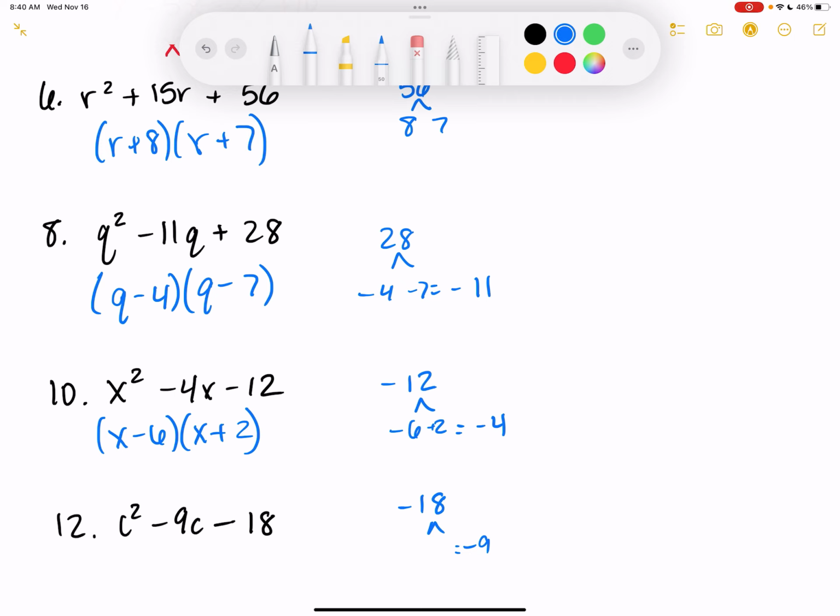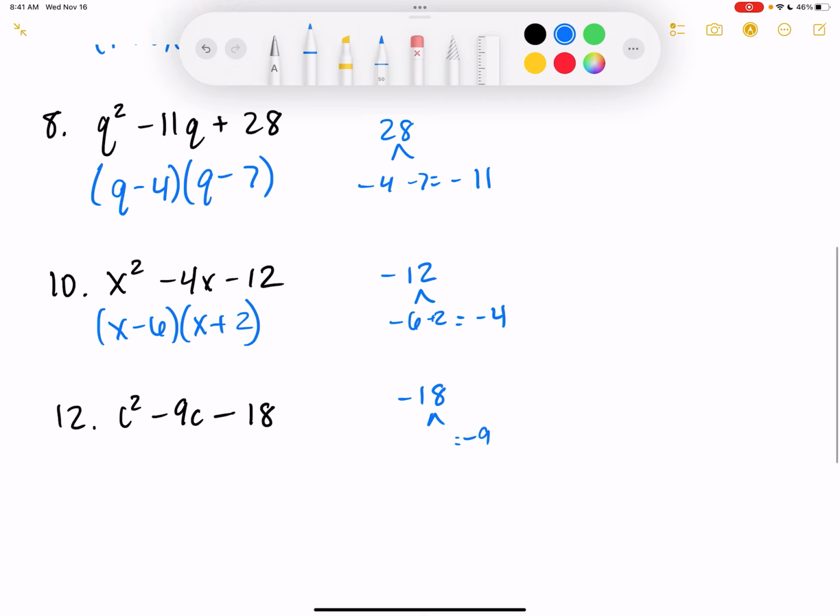What are other factors of 18? 2 and 9 is the only other one, but I don't think that would work with negative 3 and positive 6 either. When I add those two together, what does that give me? Okay, is this not factorable? This one cannot be factored.